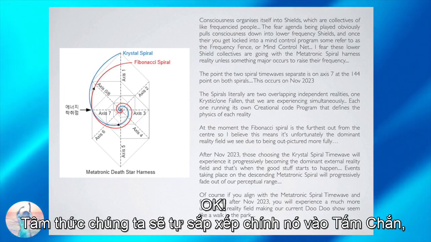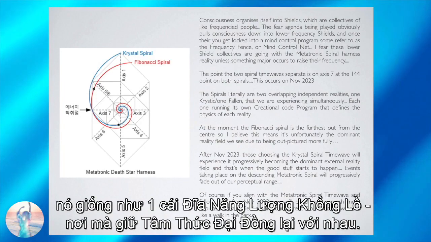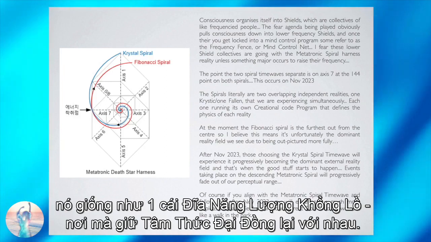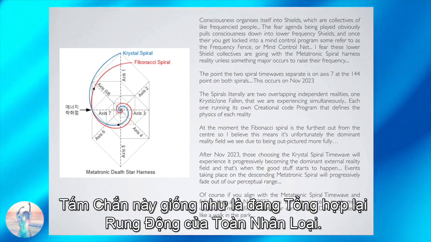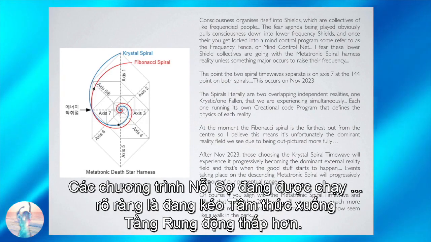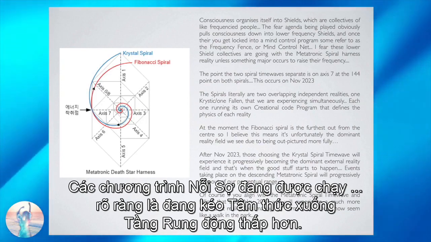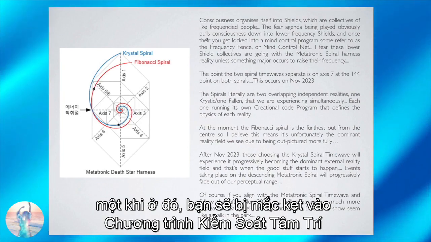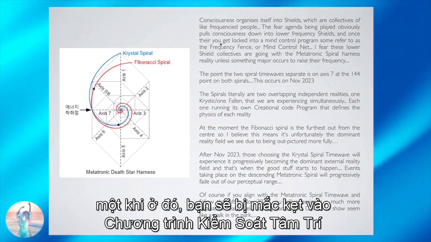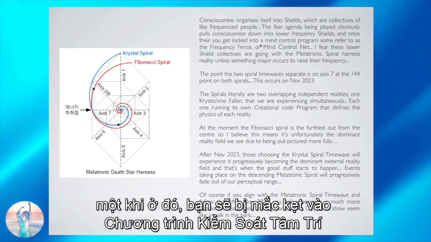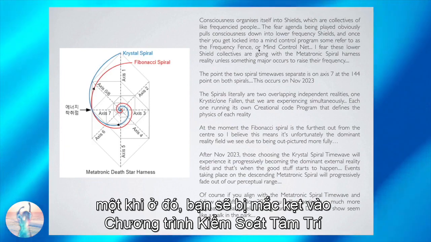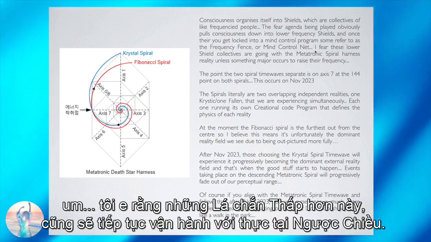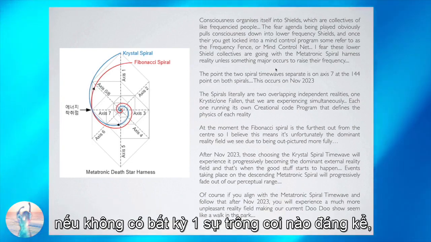Okay, so consciousness organizes itself into shields, which are like big energetic discs that hold consciousness collectives together. The shields are collectives of like-frequencied people. So the fear agenda being played obviously pulls consciousness down into lower frequency shields. And once there, you get locked into a mind control program, some refer to as the frequency fence or mind control net. I fear these lower shield collectives are going to go with the Metatronic spiral harness reality unless something major occurs to raise their frequency.